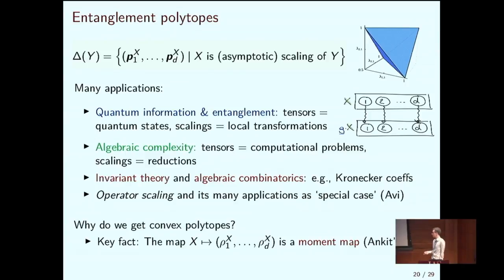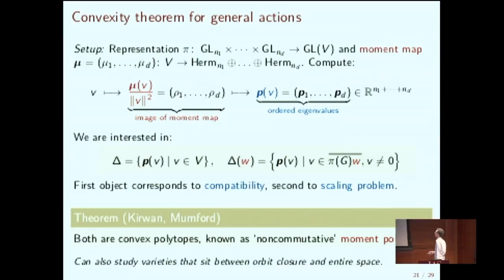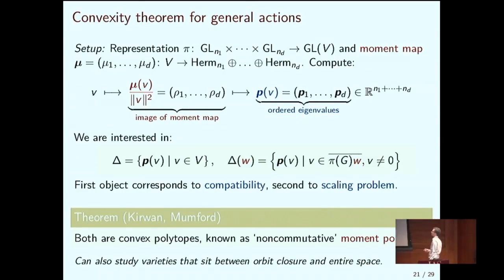But what's the general mathematical structure that allows us to get convex polytopes in such non-obvious situations? Again, it's related to the fact that there's a moment map floating around in the background. Ankit explained that a map that takes a vector to its tuple of margins is a moment map. Let's see what is true for general moment maps. This will be another unsatisfyingly general slide that we will move away from soon.